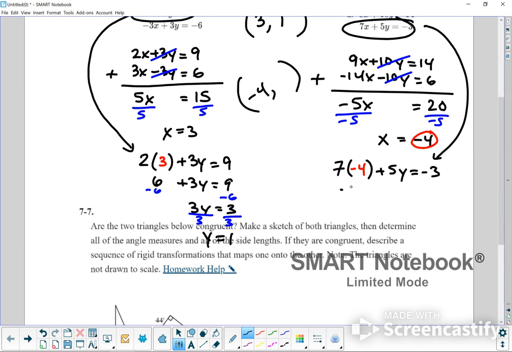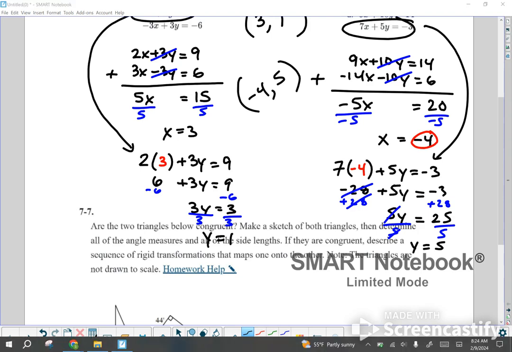7 times -4 is -28 plus 5y equals -3. So I'm going to add 28 to both sides. It's going to cancel. I'm going to have 5y equals 25. And I'm going to divide it by 5. And that's going to give me y is equal to 5. Okay, so my answer for letter D is -4 and 5. All right.